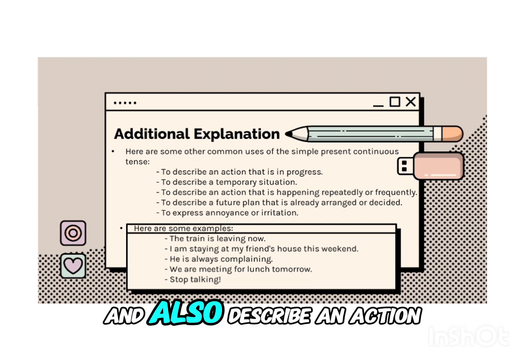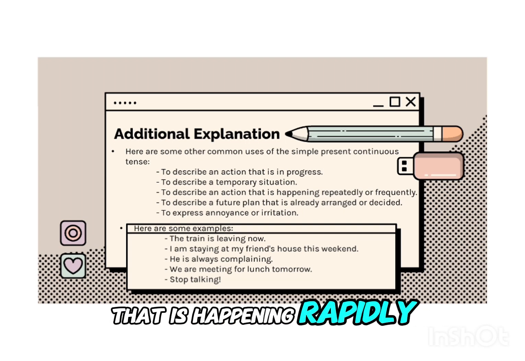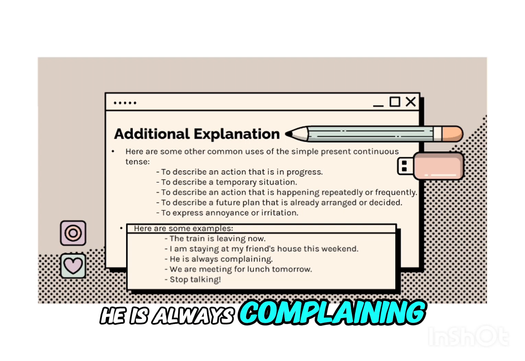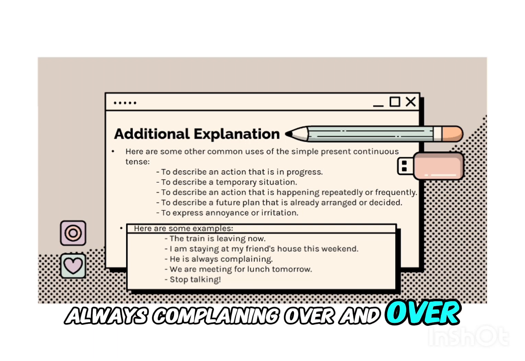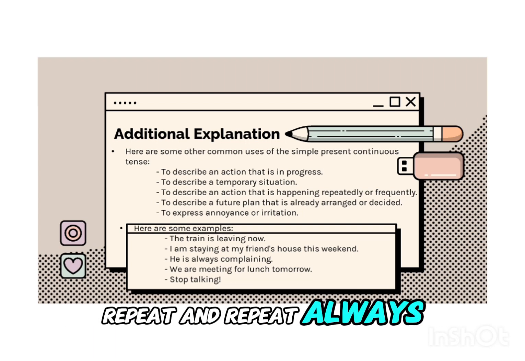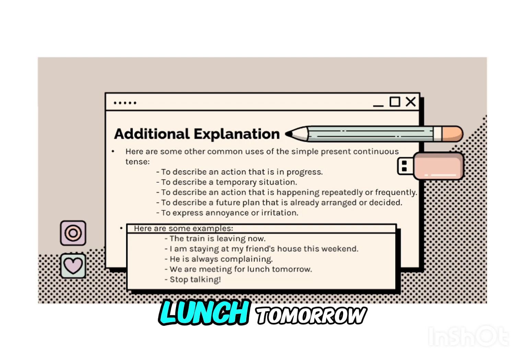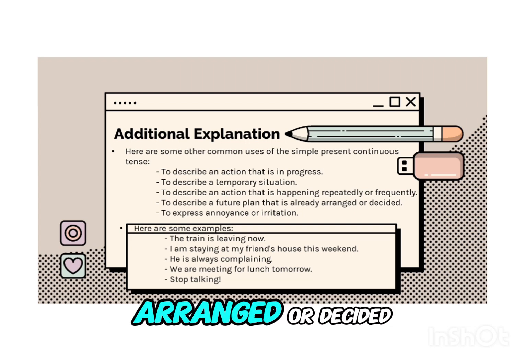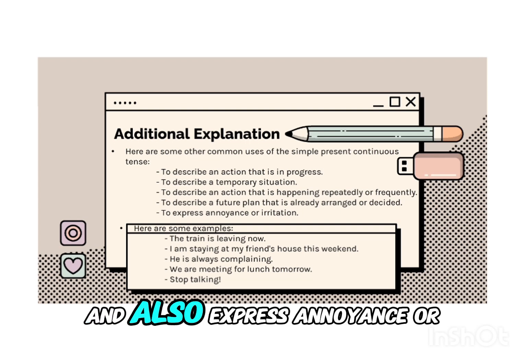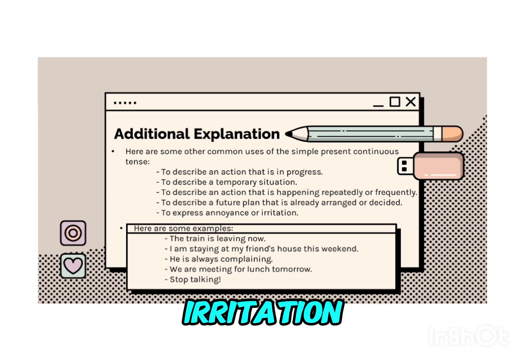And also, to describe an action that is happening repeatedly: he is always complaining, over and over, repeat and repeat, always. So, we are meeting for lunch tomorrow, to describe a future plan that is already arranged or decided. And also to express annoyance or irritation, like stop talking.